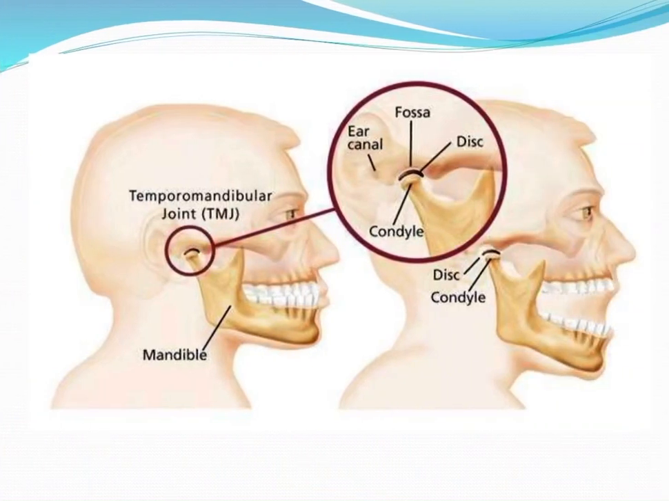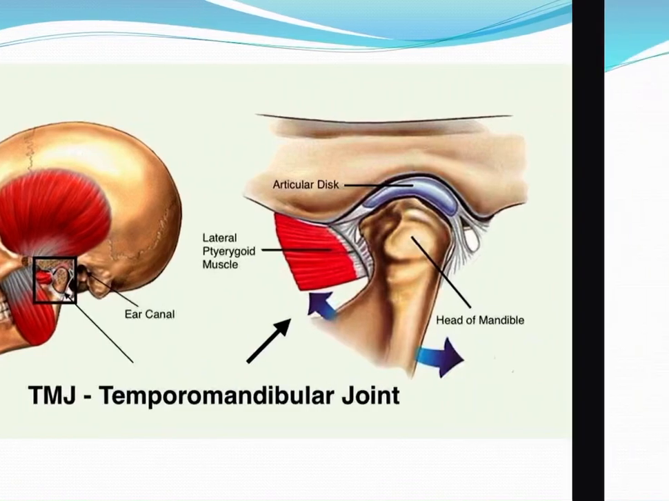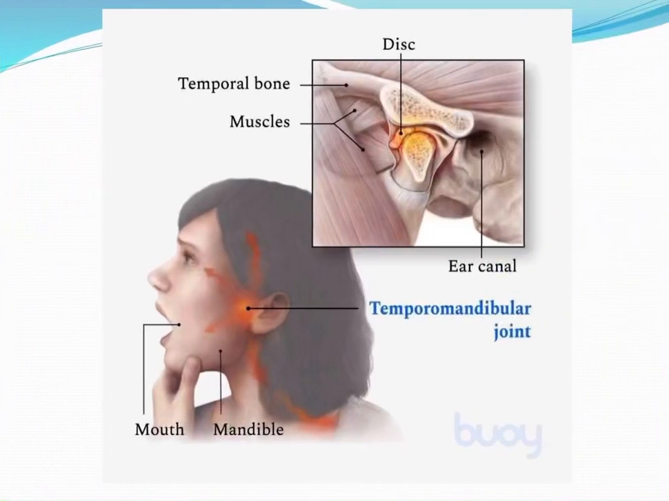As we see here in this picture, the TMJ, the mandible, the disc and the condyle. Another picture, the detailed anatomy of the TMJ, head of the mandible and the articular disc. This is the lateral pterygoid muscle. Another picture showing the disc, temporal bone, the muscles, and the TMJ.